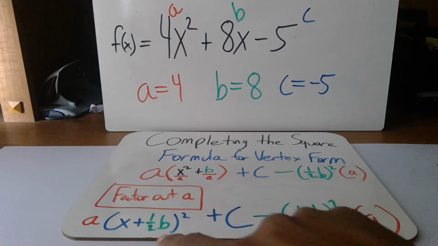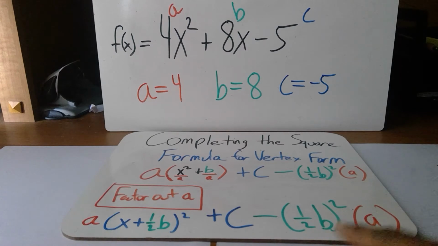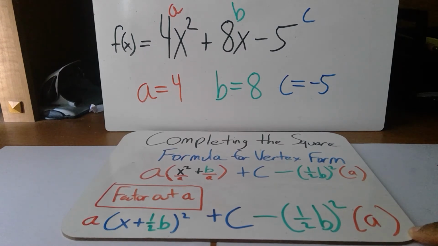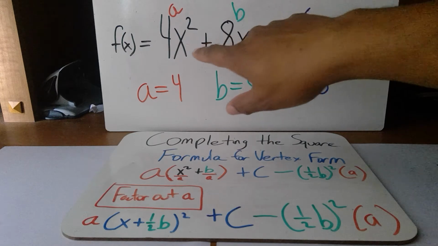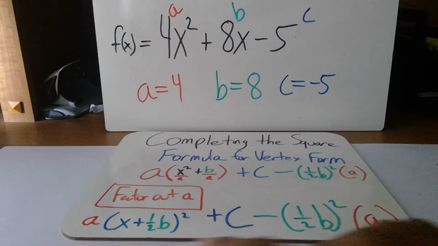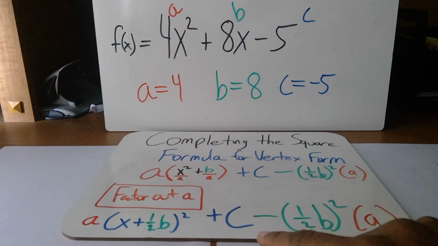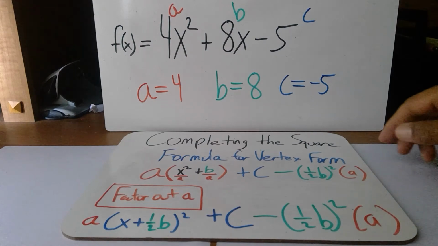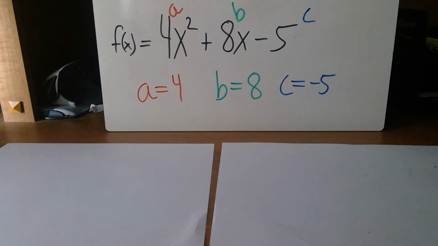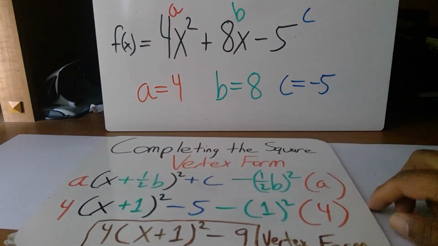We take half of B. Then we take C minus half of B squared times A. Now we have to multiply times A because it was stretched. It was stretched by a factor of 4. So there's our formula right here: A times x plus half of B squared, and then C minus half of B squared times A. When we are finished with this process, it's going to be a beautiful thing. It's going to look like this, and we'll walk through the math. This is the completing the square.